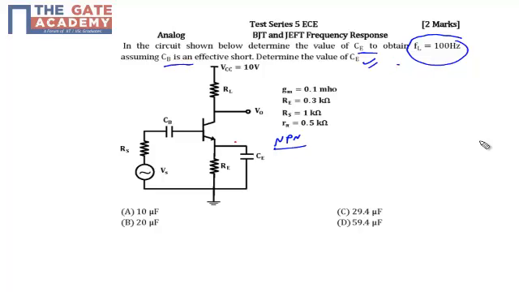So we know that C is connected in the emitter circuit. Basically we need to find out the cutoff frequency corresponding to the emitter bypass terminal. For that we know that the cutoff frequency of any terminal is basically equal to 1 upon R equivalent of that terminal into C. So we need to find out the R equivalent of the circuit across the terminal.